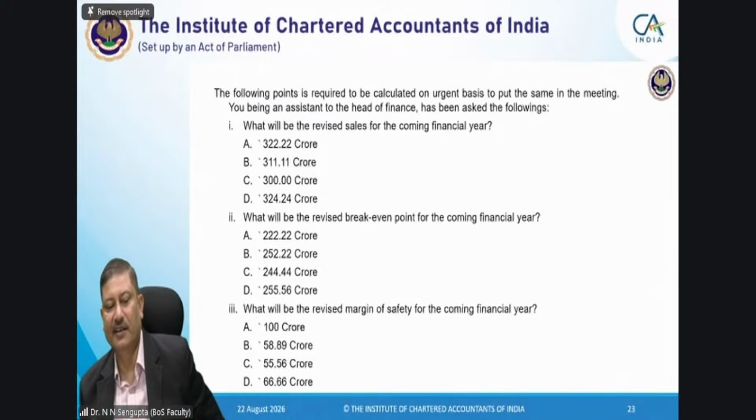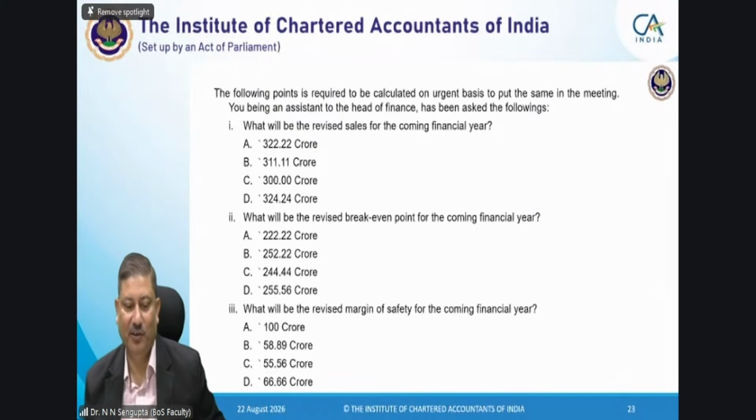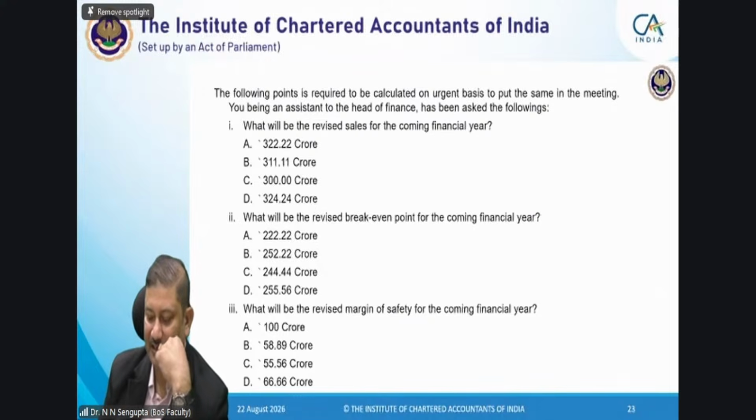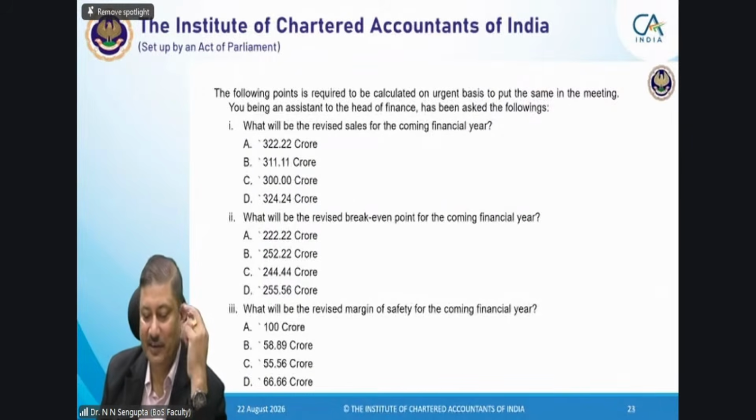Four figures are given, very closely related, all in 300 crores marks. What will be the revised break-even point for the coming year? Because everything will change, so the break-even point also will change. So what will be the revised break-even point? What will be the revised margin of safety, the MOS, that has been asked?